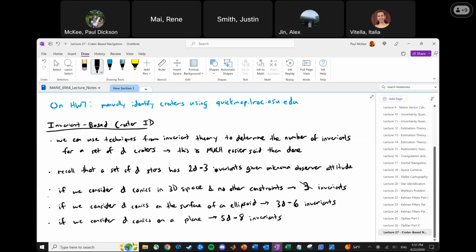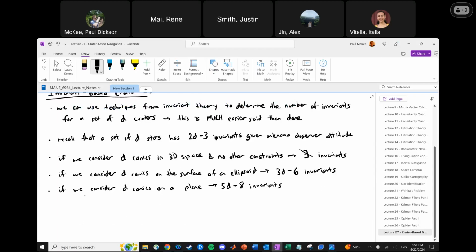Okay, so that means we can leverage invariance for crater ID using high and low altitude images.